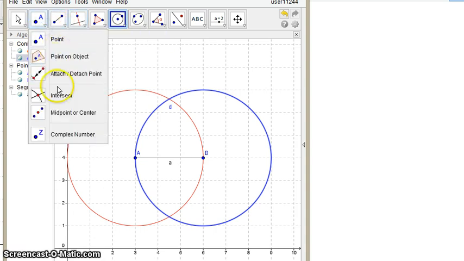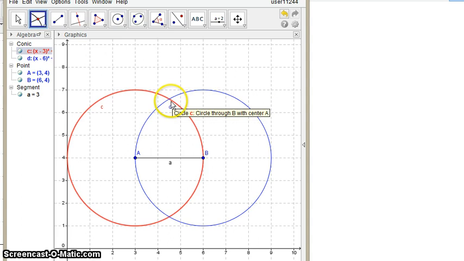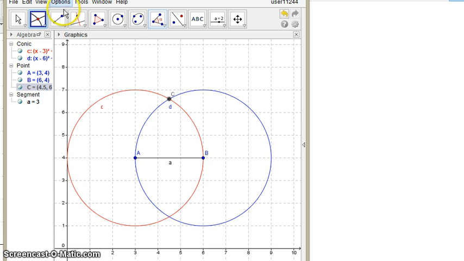So I'm going to label point C. I can label that intersection up here or down here. Let's do it up here. Perfect. So point C is the intersection of those two circles. Step 3, connect segments CA and CB. I'm going to go ahead and connect CA and CB.